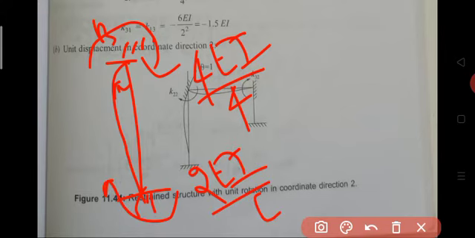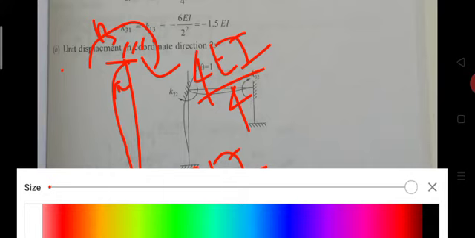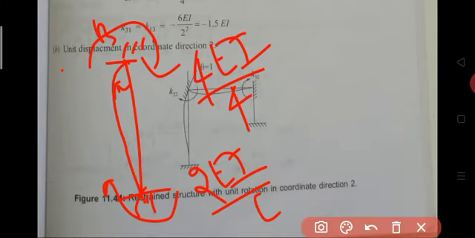Then what is the reaction developed at the joints A and B? The net moment is in the clockwise direction. So the horizontal reactions should be developed in such a way that they counteract this net moment. Since the net moment is clockwise, the horizontal reaction develops an anti-clockwise moment.